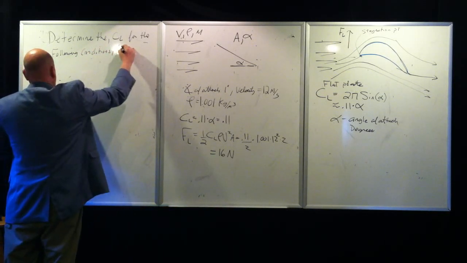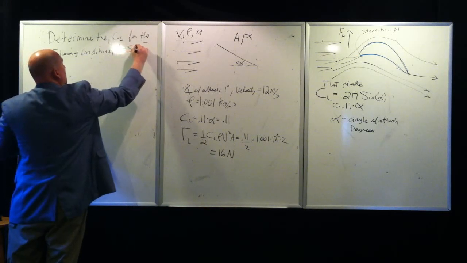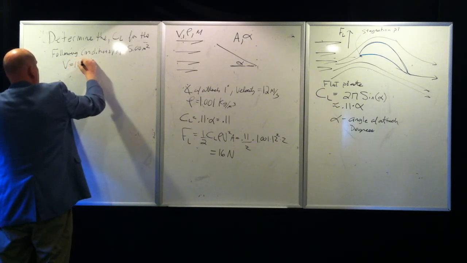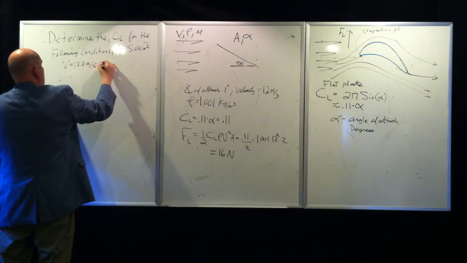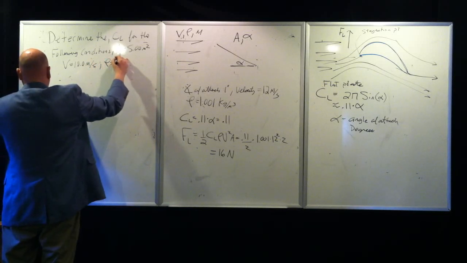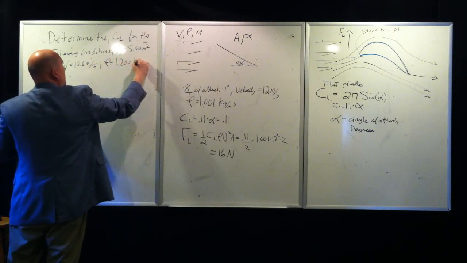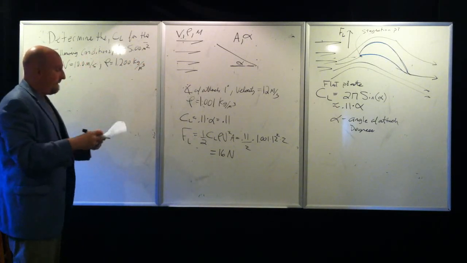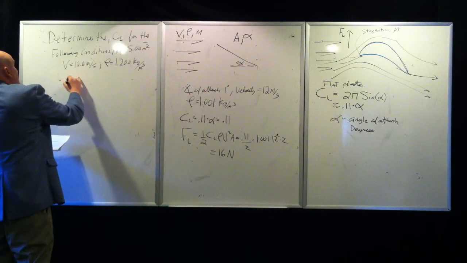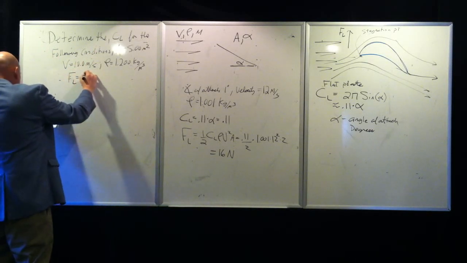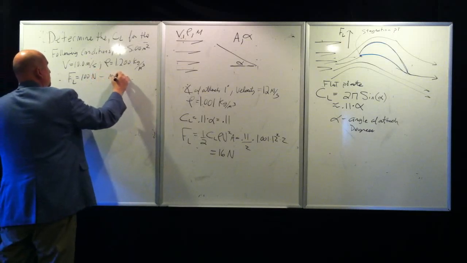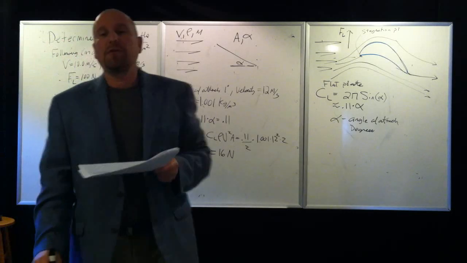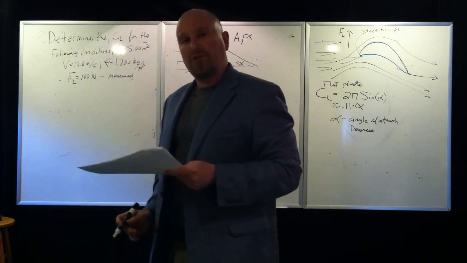Let's say we've got the area of profile equal to 5 meters squared. The velocity is going to be 10 meters per second. The density is going to be 1.200 kilograms per meter cubed. And let's say the measurement of the force of lift of the model in an air chamber is going to be measured to be 100 newtons.